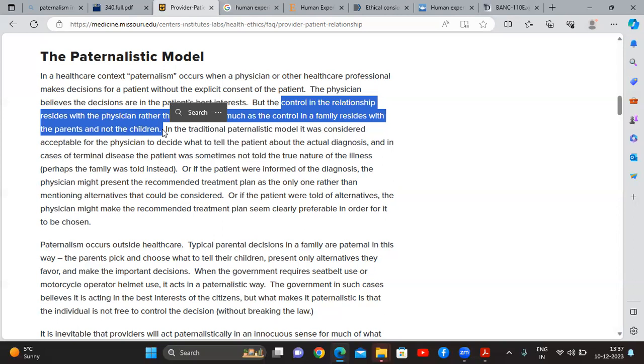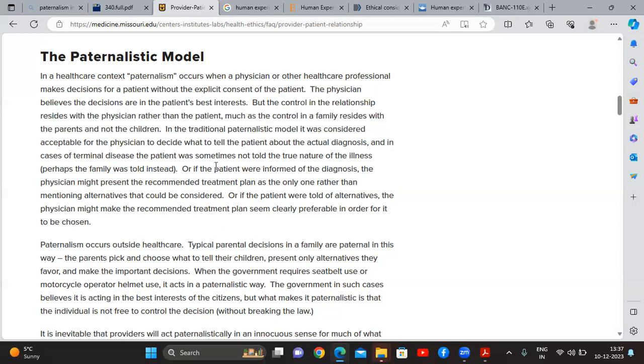When the physician or the healthcare professional starts thinking that they are like a father figure, they are in control of the patient's life and decisions, and they take the patient's decisions without the patient's consent, without the patient agreeing to that. That is when paternalism occurs.